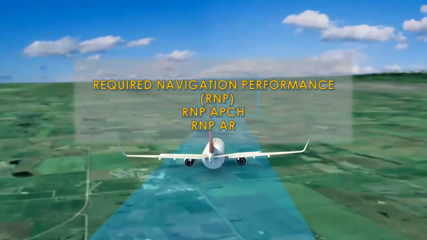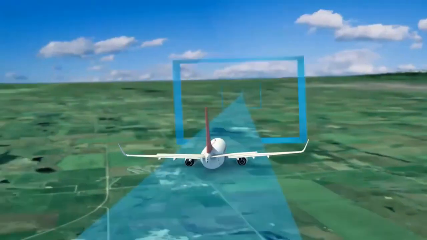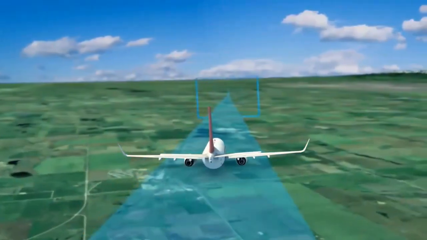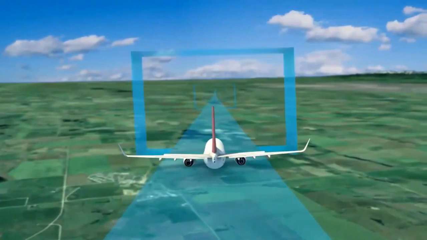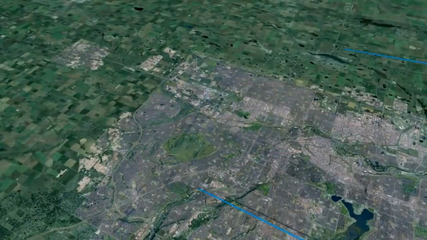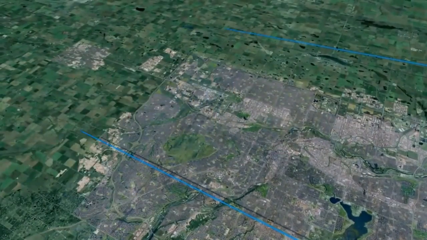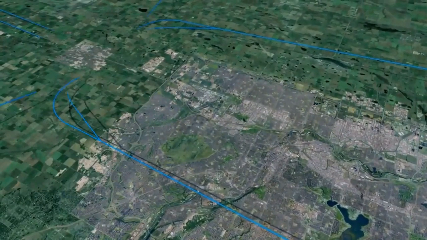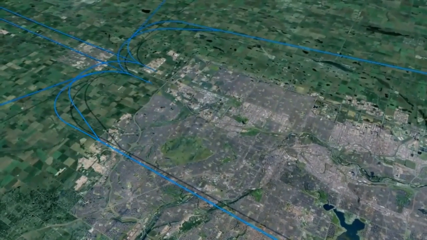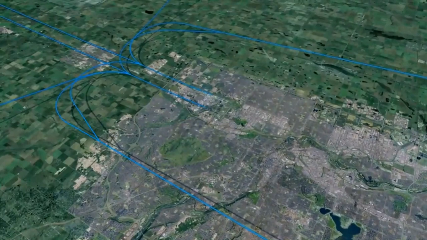Required Navigation Performance, RNP. RNP Approach. RNP AR, Authorization Required. Established on RNP, a new ICAO separation standard that leverages the predictability of Required Navigation Performance, or RNP, to improve how traffic is integrated. So what is established on RNP?